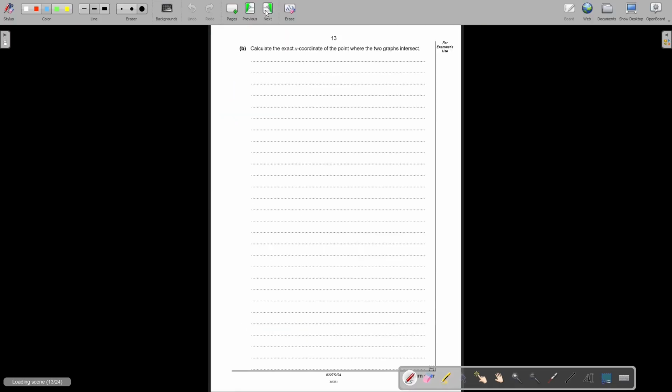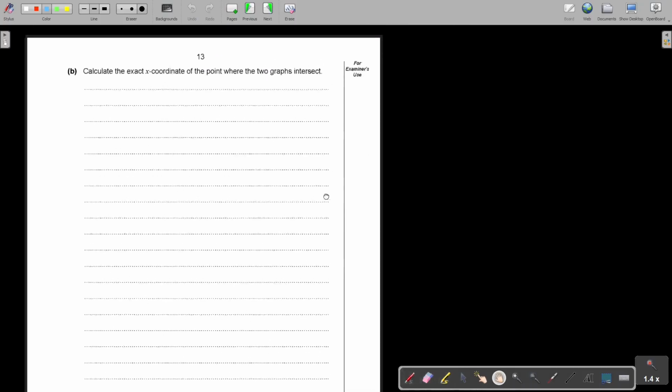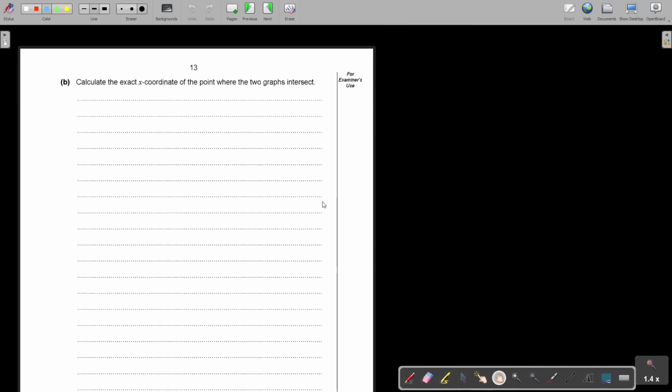Okay, and then the next question. They are saying calculate the exact x coordinate of the point where the two graphs intersect. That's very important: exact. I'll come to that word now.